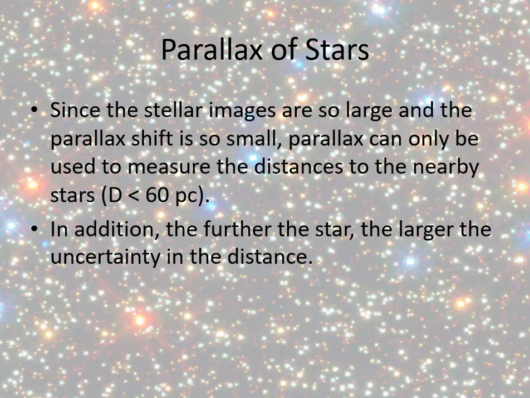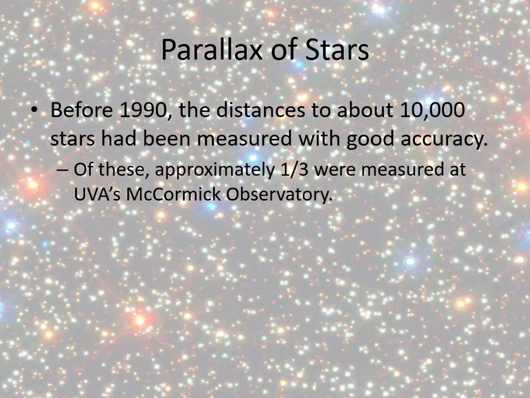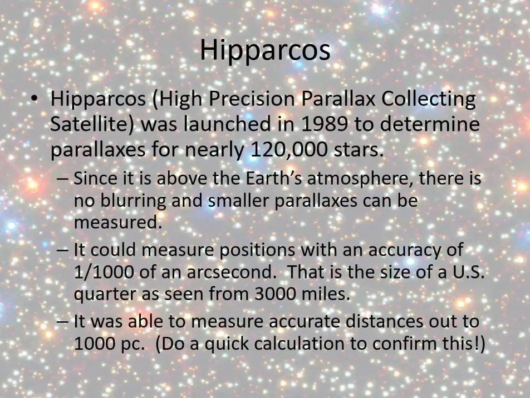So what that means is that before we actually got telescopes into orbit, we couldn't really use parallax to determine distances to stars that were more than about 60 parsecs away. In fact, before 1990, about 1/3 of parallax measurements were actually made using the 26-inch refracting telescope at UVA's McCormick Observatory. So that's kind of a nice little local tidbit of information for me, at least, since I'm making this video from Virginia.